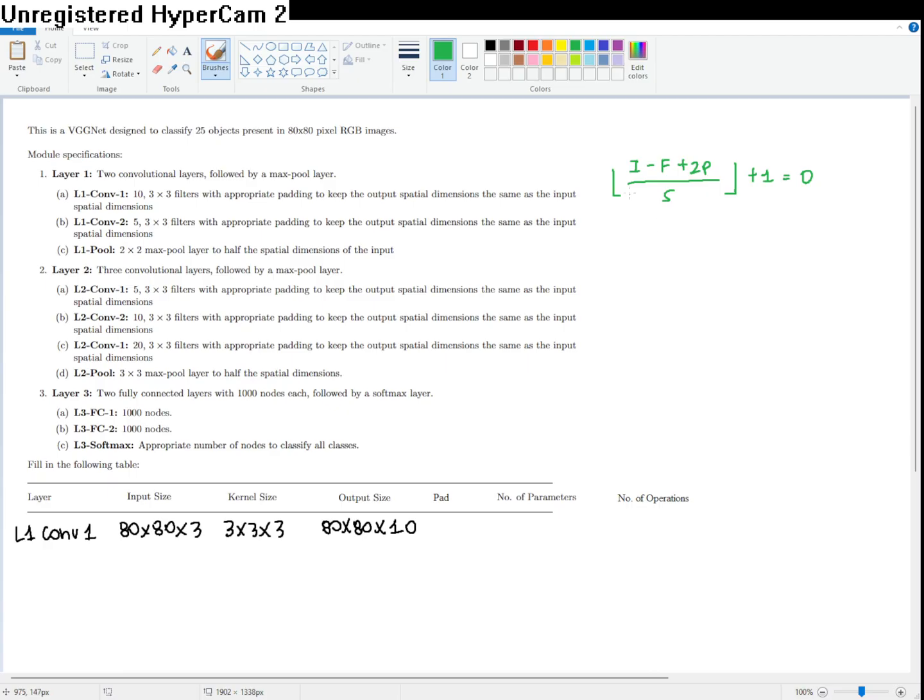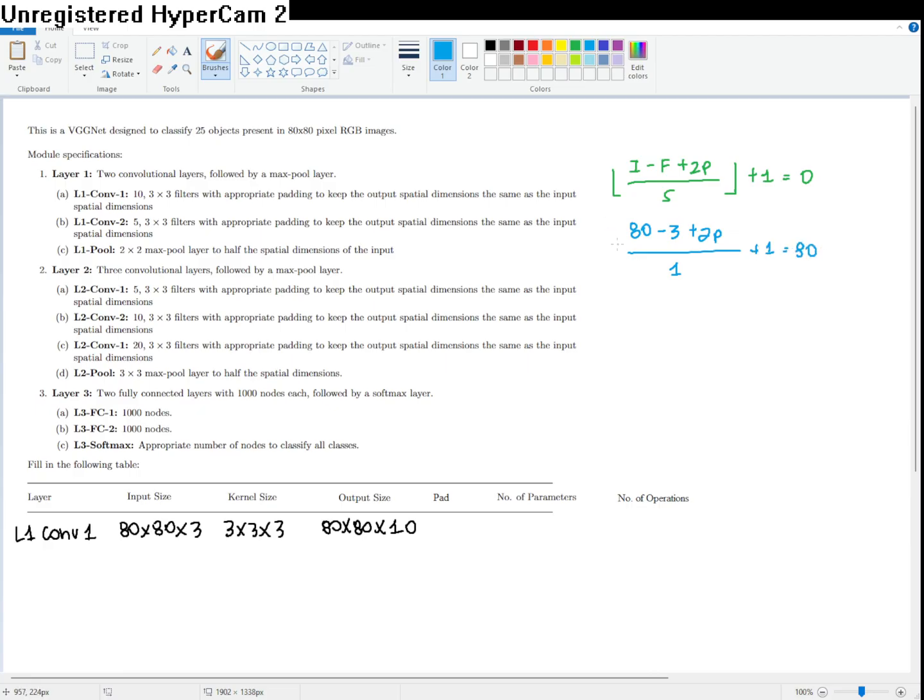So let's reverse engineer this equation. I'm going to put this in blue. We know that the input size is 80. We know that the filter is a 3 by 3 filter. We're going to add 2 times the padding, which is what we're trying to find, and the stride, we're going to assume the stride is 1. If the stride is not specified, assume a stride of 1. We're going to add 1, and the output is going to equal 80.